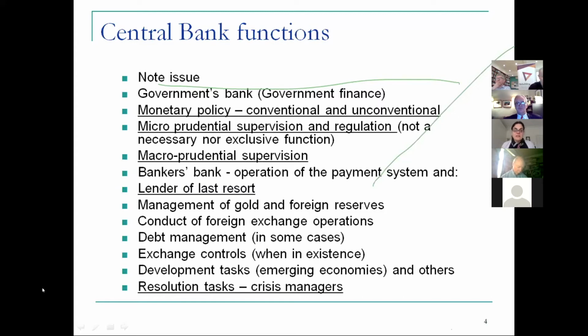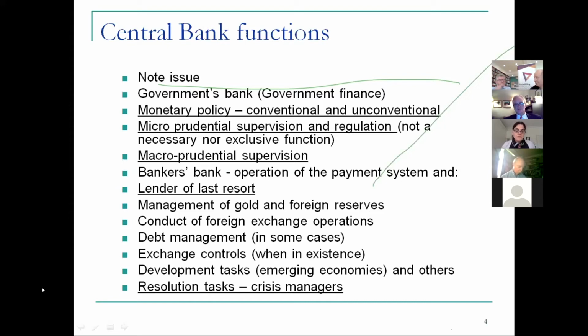The ones that are underlined are the ones that have greater importance in the context of the post-global financial crisis. Monetary policy, conventional and unconventional, which I know will be discussed by Willem and Martin and Marcus. Microprudential supervision and regulation, just to remind ourselves that it's not a necessary nor exclusive function, and the pendulum keeps on going backwards and forwards in and out of the central bank. Now the pendulum is in the central bank. Macroprudential supervision, one of the new things that the global financial crisis has made mainstream. Bankers' bank, operation of the payment system, and lender of last resort.